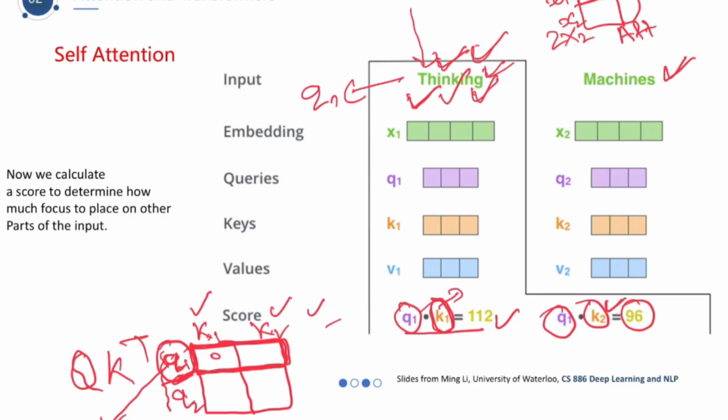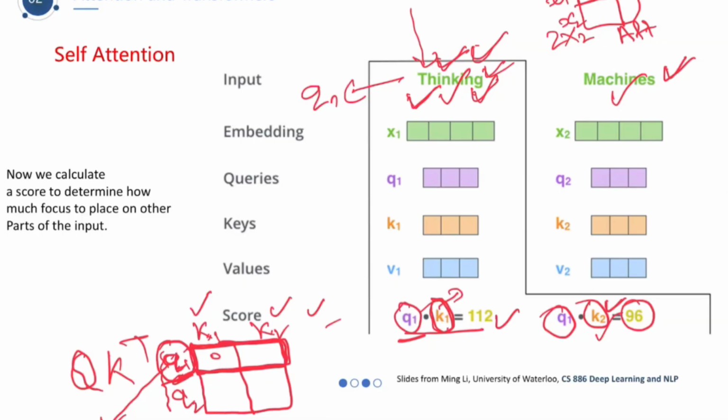So K1 is coming from the thinking, K2 is coming from the machines, but the query is coming only from the thinking. Why? Because your goal is to refine the thinking with the help of all other words. So that's why you're taking the query from the thinking and the keys from all other words. And then you are just calculating the attention value.